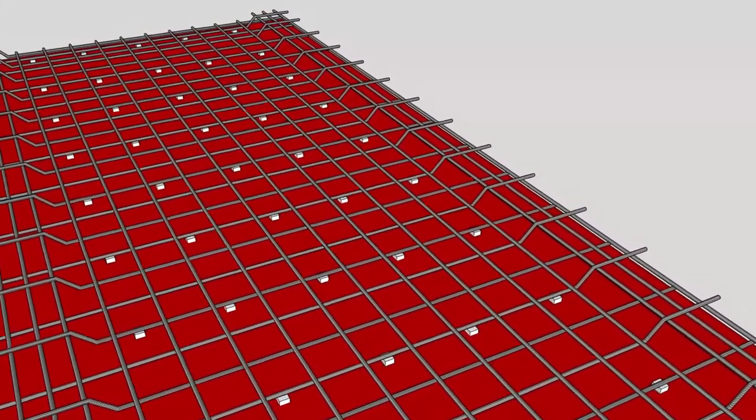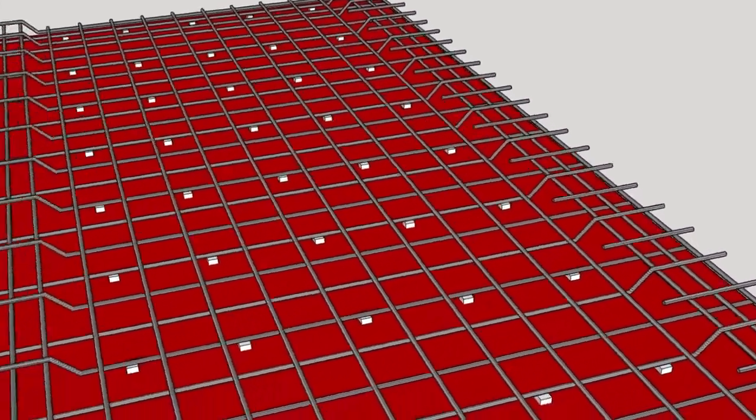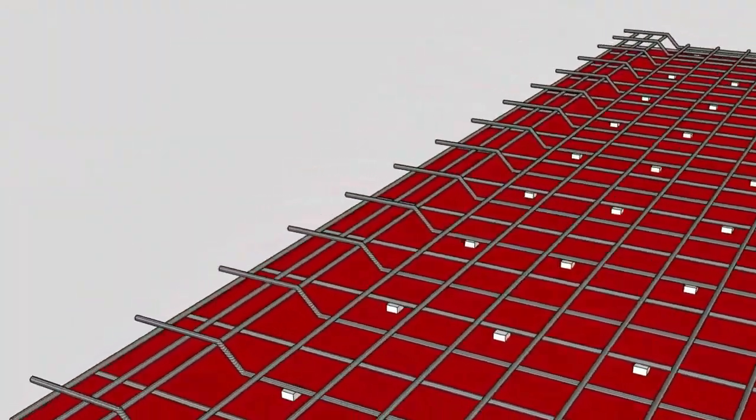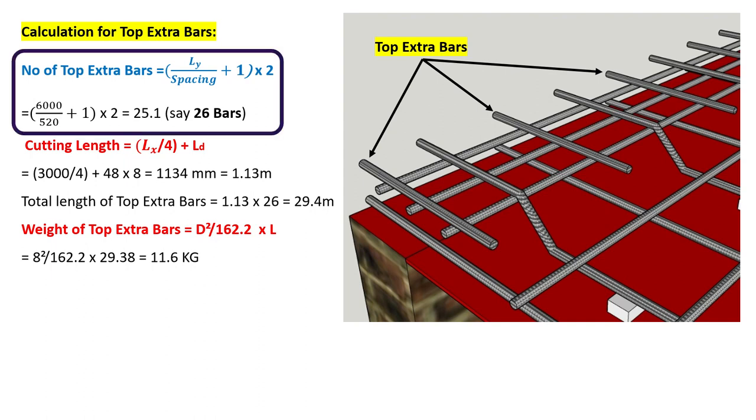Finally, let's do the calculation for top extra bars. The top extra bars are provided in case the main bars are provided as alternative bent up bars. The number of top extra bars is given by the formula Ly upon spacing plus 1 into 2.